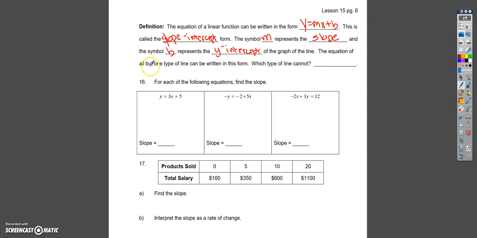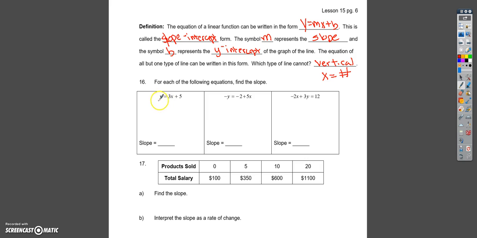The equation of all but one type of line can be written in this form. Which type of line cannot? That would be the vertical line, because it is x equals a number. So for each of the following equations, find the slope.